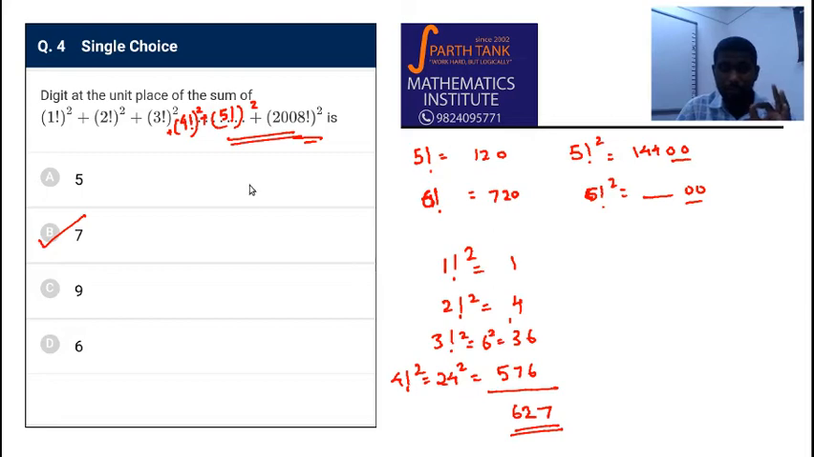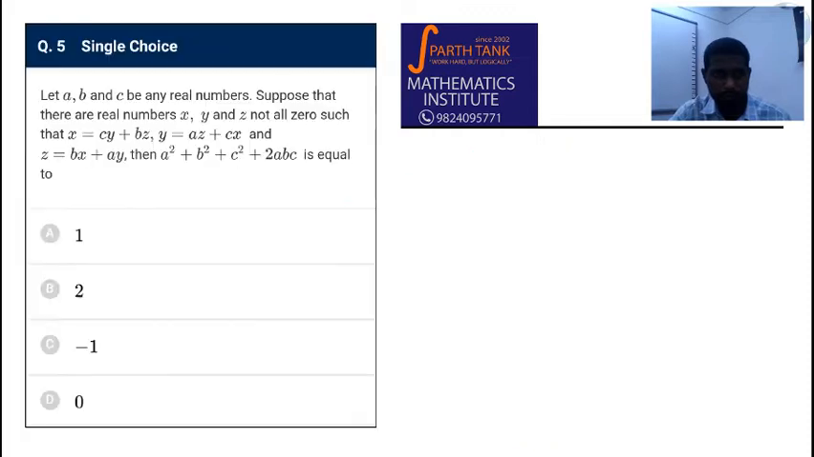So the key was to recognize that 5 factorial onwards you will have at least 2 zeros in the trailing end.